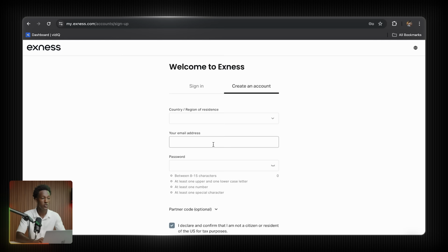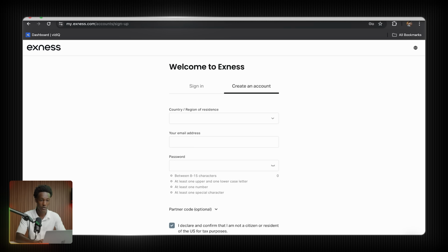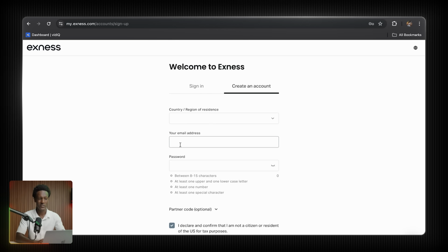Now, having understood what a Forex broker is and what to consider when choosing a broker, now we shall go over to opening up an account. Once you click the link just down in the description, you'll come over to this page. Off here you have sign in, but for our case, we shall go over to create an account, okay? So you have country of residence, email address, password. Honestly, this is pretty easy. You just have to fill in your details from your email, your country of residence.